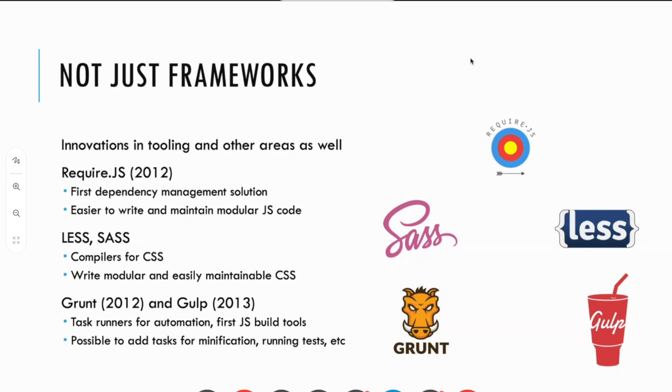Then there were also innovations in the area of build tools. Grunt and Gulp, which were introduced in 2012 and 2013, were the first task runners or build tools for the web, which allowed you to automate mundane tasks like minification of the JavaScript, running tests, etc.